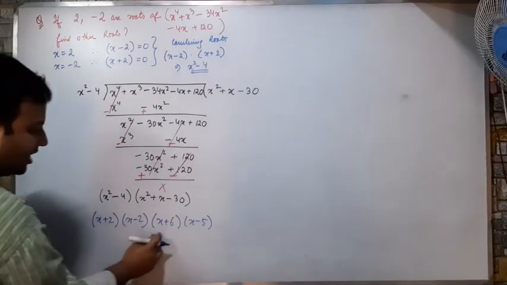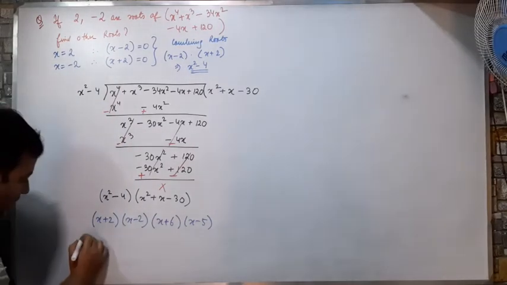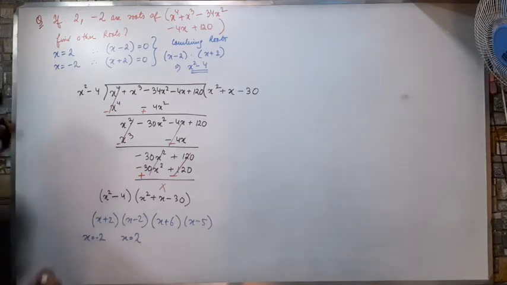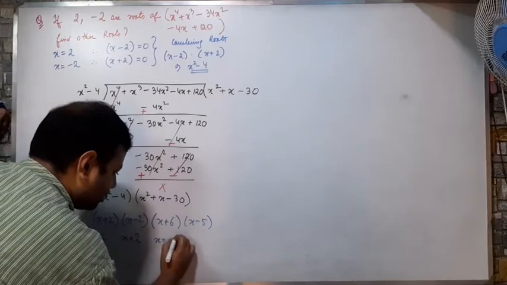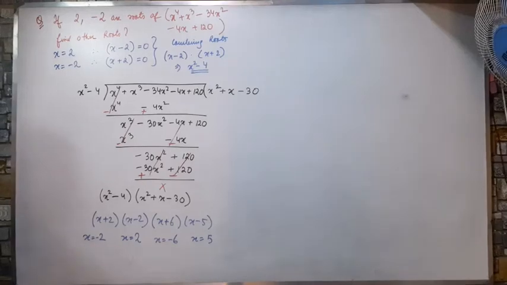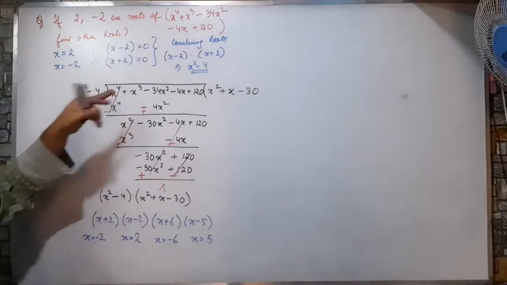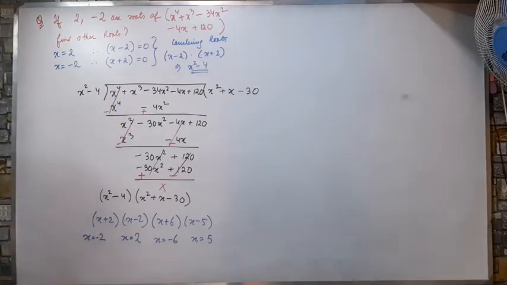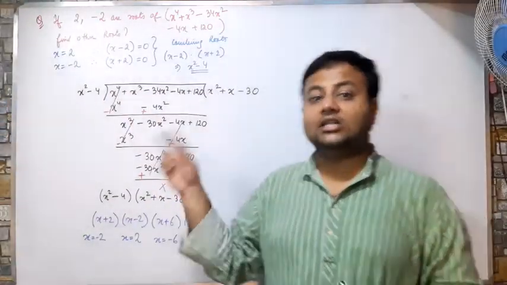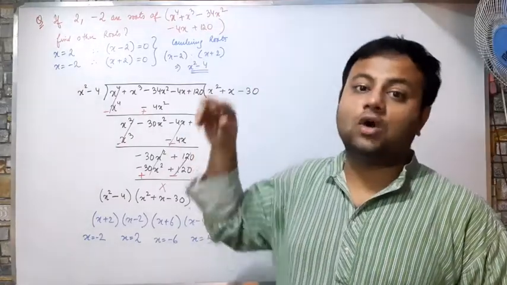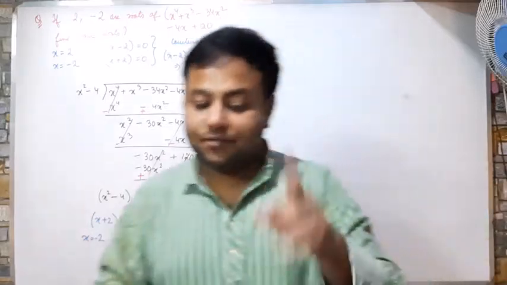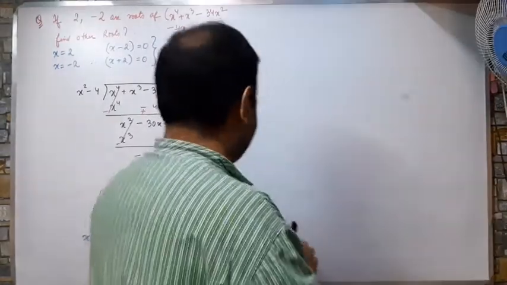So 4 roots are given, we got the 4 roots. What will be the answer? Here I will get x equals to -2. Here I will get x equals to +2. Here I will get x equals to -6. Here I will get x equals to +5. So the 4 roots can be calculated of a biquadratic polynomial. So this is how you have to apply the roots to find the other roots of a cubic polynomial or of a biquadratic polynomial. Correct. Let me give you the final example. Then I shall wrap up this chapter.